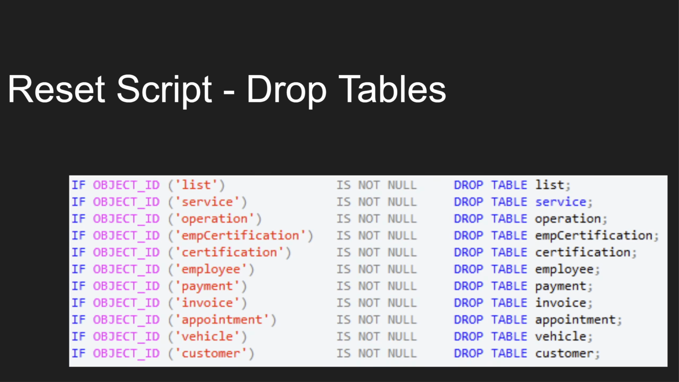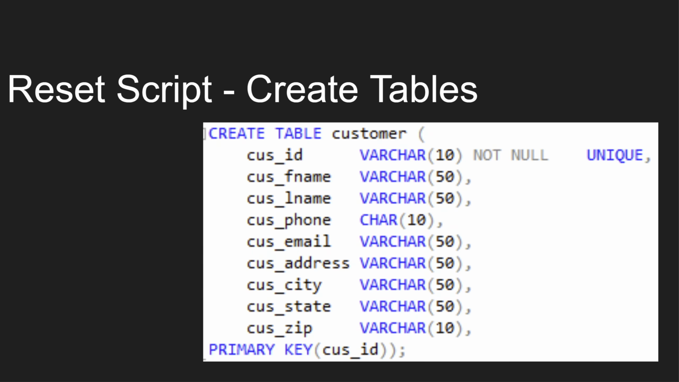Here's the first part of the reset script where it drops the tables. So it checks if each table is not null, and if it is not null, then it drops them. So it does that for each table.